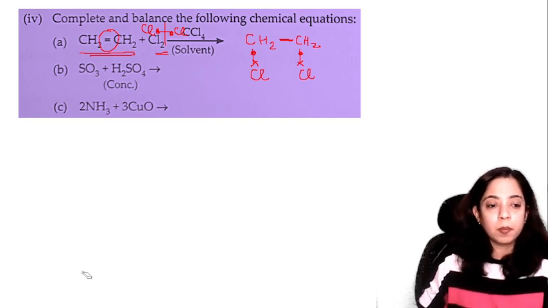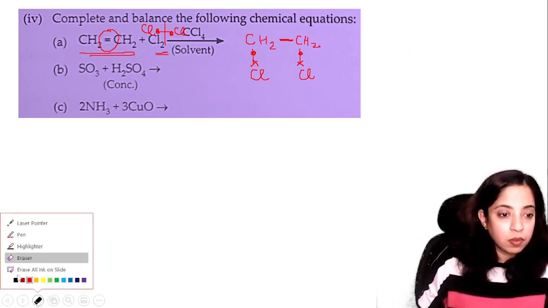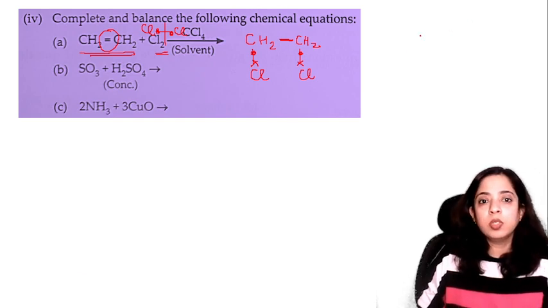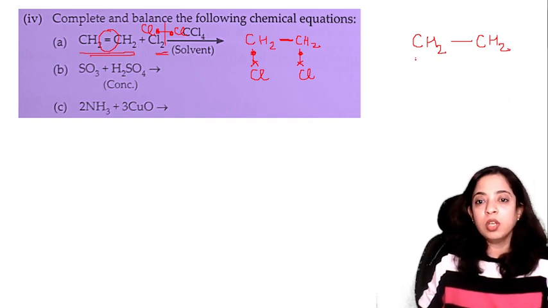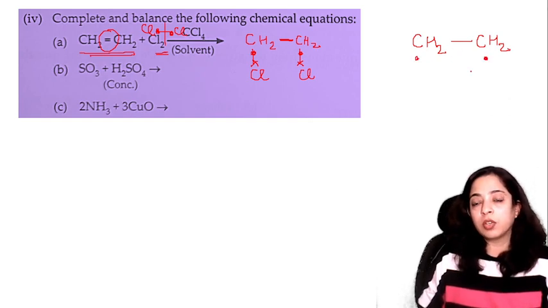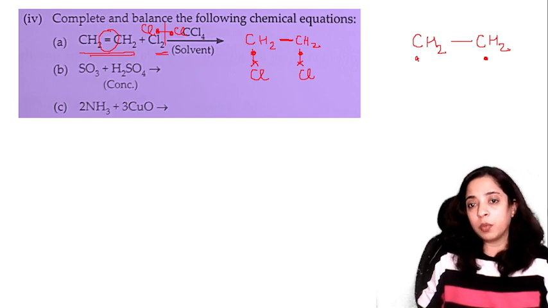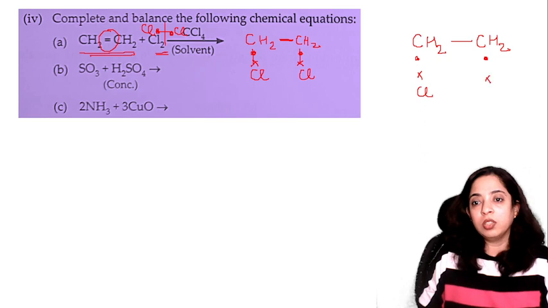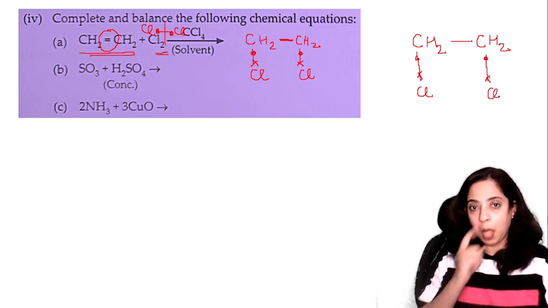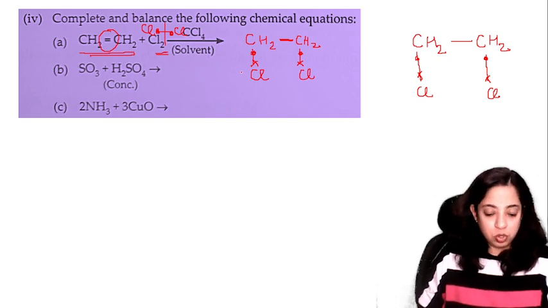See. So this is CH2, single bond CH2. When one bond breaks, there is 1 electron and 1 electron, 2 electrons, right? Because that bond is broken. Now this chlorine comes with its 1 electron. So here this bond is formed. Got it? Right.